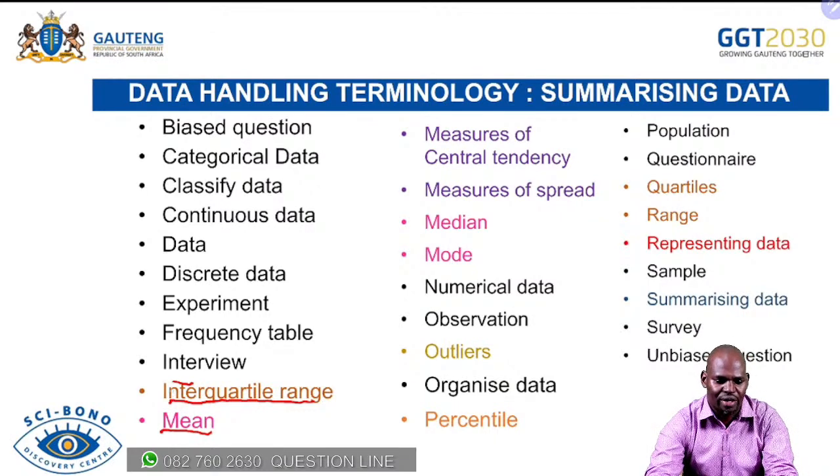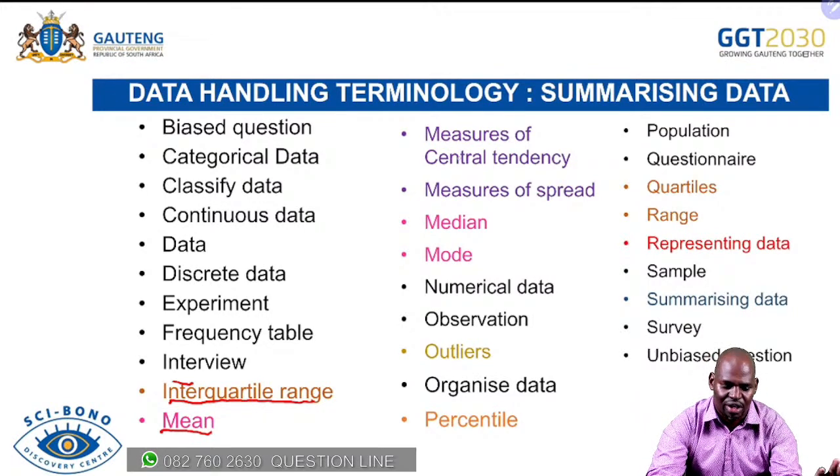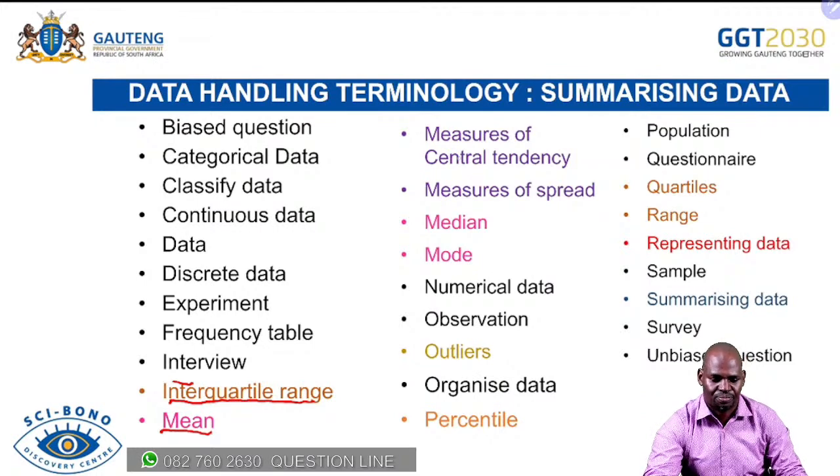So the next one is measures of central tendency. What do we mean by measures of central tendency? Measures of central tendency are values that show the position of a set of data. So we'll come back to that one later on as we are busy with activities.